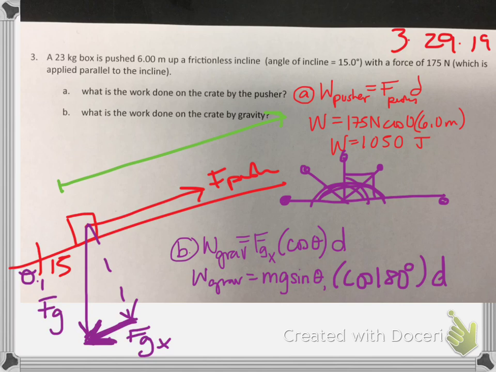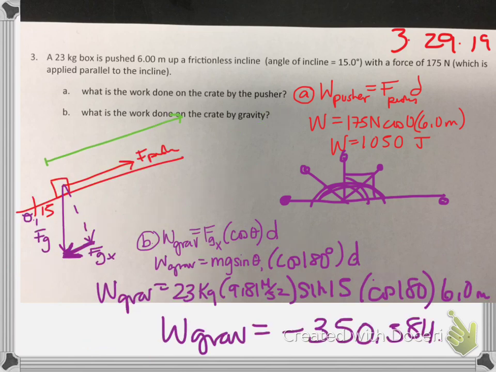This becomes important because it gives you, what's the cosine of 180? You might have it memorized, you might have to plug it in. -1. Oh, wait a minute. This gives me a sine. I just need a sine! There, you got one. Okay, so we get negative 350.384, etc.